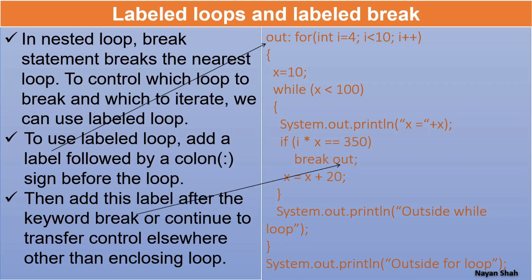And where there is a break statement, as you can see, it is pointed with an arrow. Rather than saying only break, we have said break out. See, if I write only break, it will break only the while loop. But if I say break out, it will search for that loop which is labeled as out, and that particular loop will break. So the outer loop will break, and when the outer loop is broken, the inner loop automatically breaks. So add this label after the keyword break or continue to transfer control elsewhere other than the enclosing loop. So that is labeled loop and labeled break.